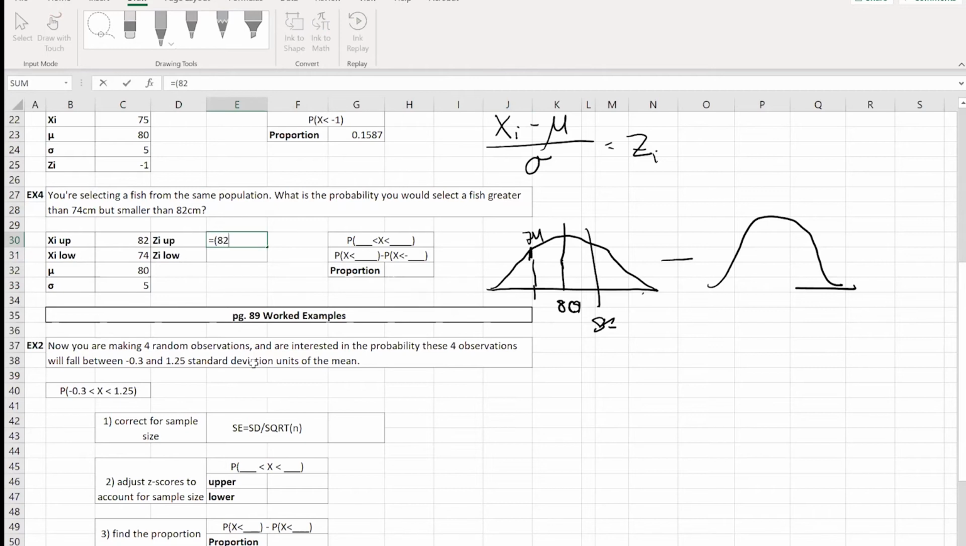That'd be 82 minus 80, divided by our standard deviation, 0.4. So 0.4. That's what I mean when I'm saying we're like translating this, right? These things are equal to each other. This is just our normal population, and this is our standard normal distribution, I should really say.